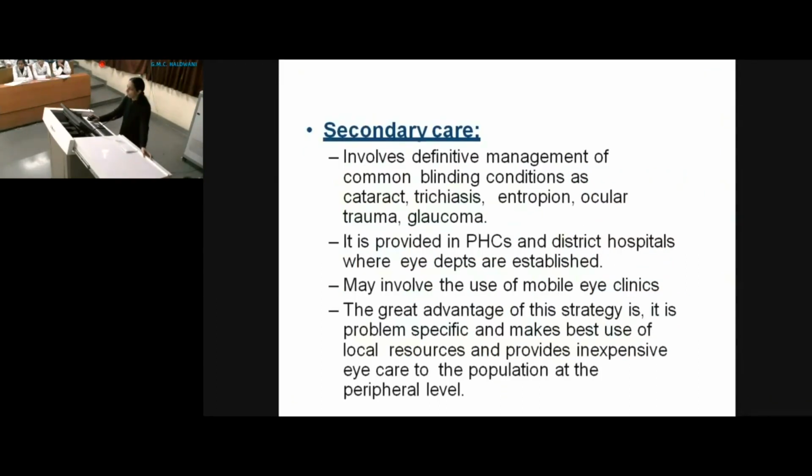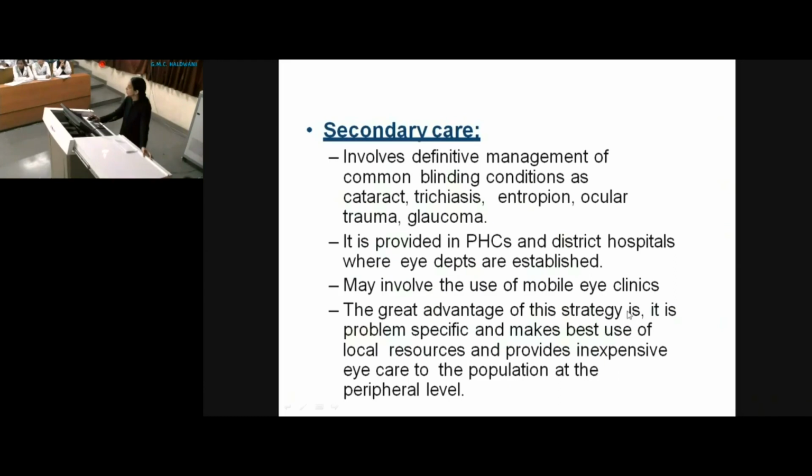Secondary eye care involves definitive management of common blinding conditions such as cataract, trichiasis, entropion, ocular trauma, glaucoma. By this time you must know what is cataract, what is trichiasis, what is entropion from your ophthalmological knowledge. It is provided in PHC and district hospitals where eye departments are established.